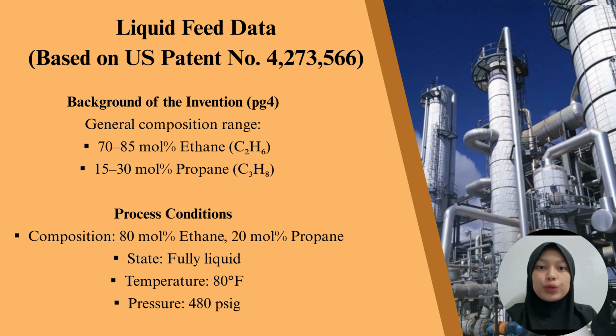For our project, we referred to US Patent 4273566, which describes a separation process for an ethane-propane mixture. From page 4 of the patent, under the breakdown of the invention, the general feed composition is stated to be 70 to 85 mole percent ethane and 15 to 30 mole percent propane. Then, on page 7, a more specific example is given for stream 1, which is used as the initial feed: 80 mole percent ethane and 20 mole percent propane. It is in a fully liquid state, supplied at 80 Fahrenheit and 480 psig. This feed composition serves as the basis of our mass and energy balance calculation later in the project.